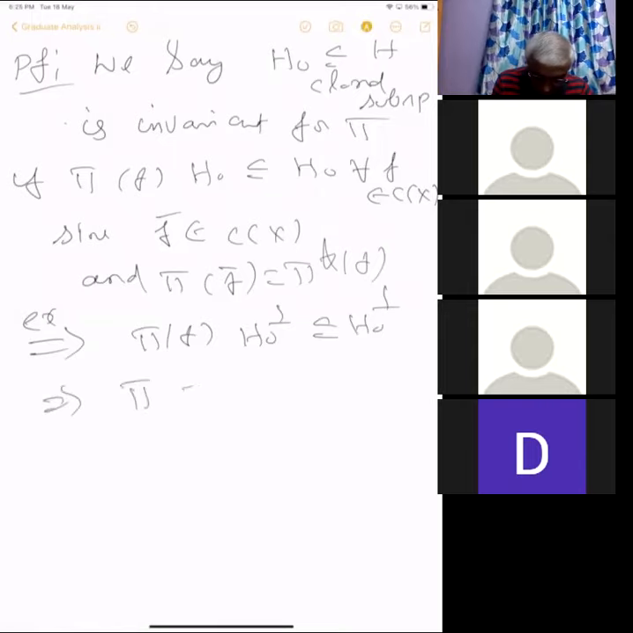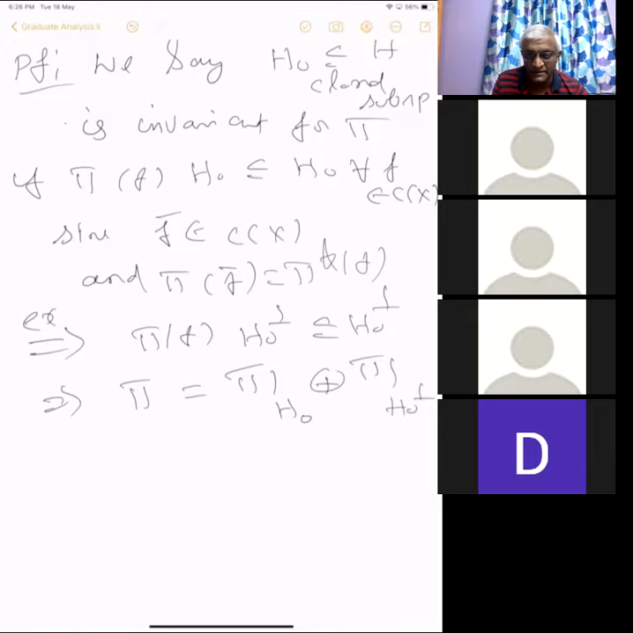So this means pi equals pi restricted to H naught, and pi restricted to H naught perp. As operators, you can restrict to H naught and H naught perp. It's clear what I mean by this. You can write H as a direct sum of H naught and H naught perp, and pi restricted to H naught, and pi restricted to H naught perp. So you can write every operator pi of f as a direct sum of pi of f restricted to H naught and pi of f restricted to H naught perp. It just means that the operator does not take any element from H naught to H naught perp.